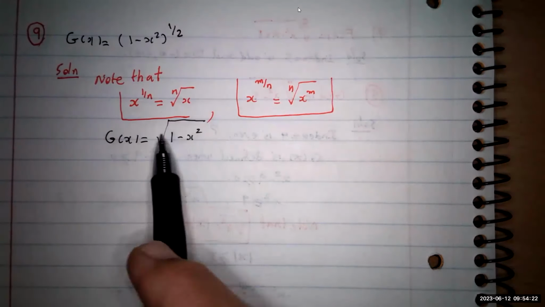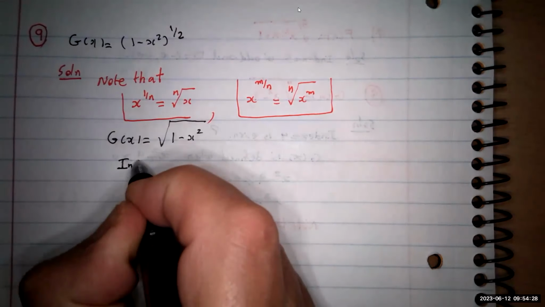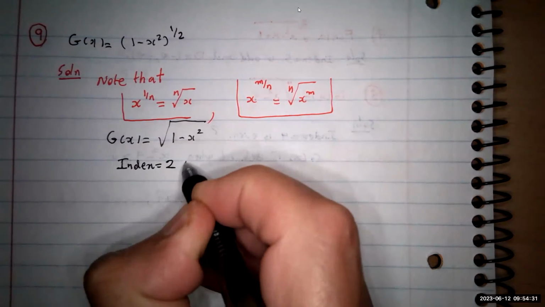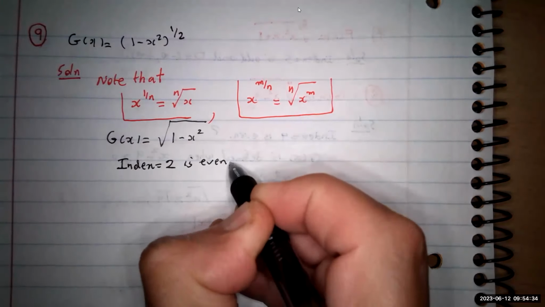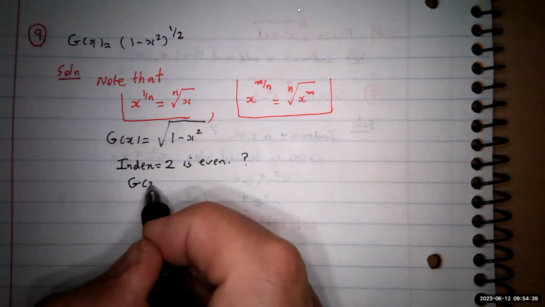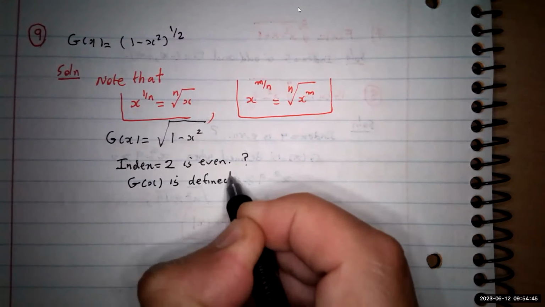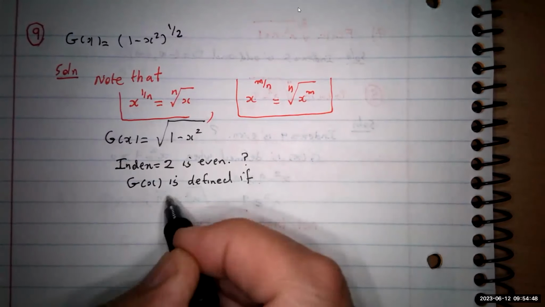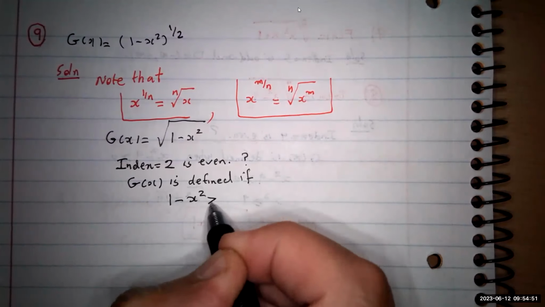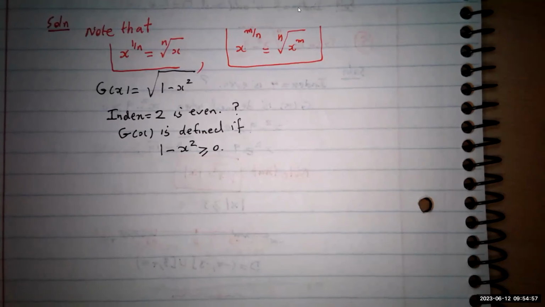So the radical is a square root, so the index is 2, so we are in trouble. Index is 2, 2 is even. So we have a question to answer. The question is when g of x is going to be defined. It's going to be defined, of course, if 1 minus x squared is greater than or equal to 0. Again, you have to solve this inequality. You can use the factoring method that we talked about, or the square root method.